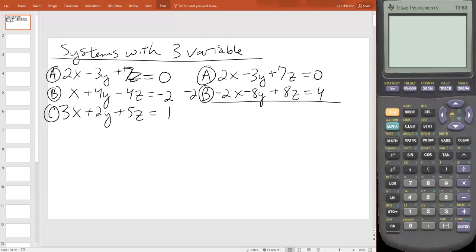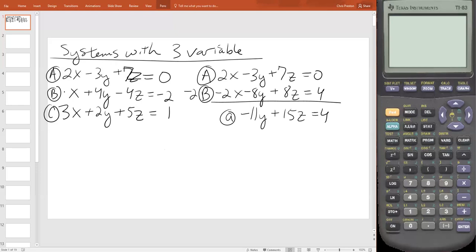All right, so let's add these together. Our x's are going to cancel out. That's what we wanted to happen. Negative 11y plus 15z equals 4. And I'm going to call this little a. So now we have a new equation with two variables, y and z.